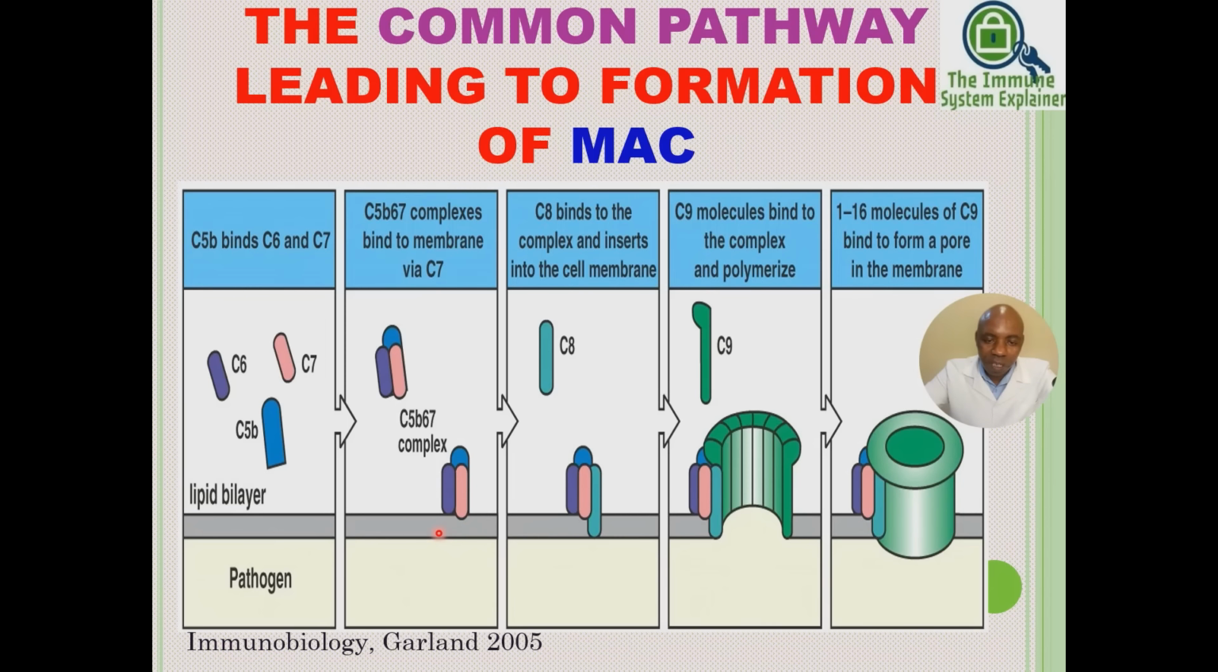And then on the third column here we have C8 binding to the complex and then inserting into the cell membrane. You can see C8 inserting right here, and we have C8 molecules bind to the complex and then polymerize. So you can see what is happening here, and the assembly of MAC is still progressing. And finally we have 1 to 16 molecules of C9 bind to form a pore, and so the pore that I illustrated before is now complete and has been inserted into the cell wall of the microorganism.